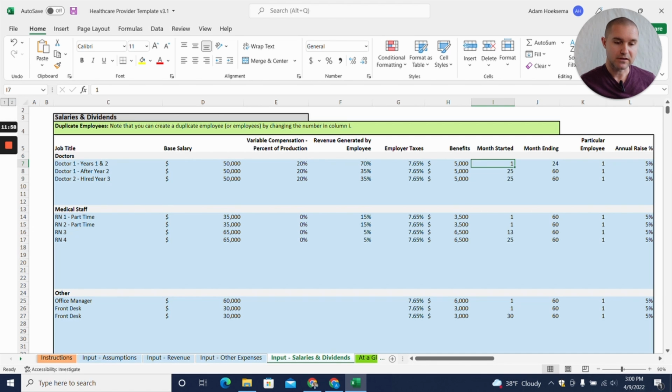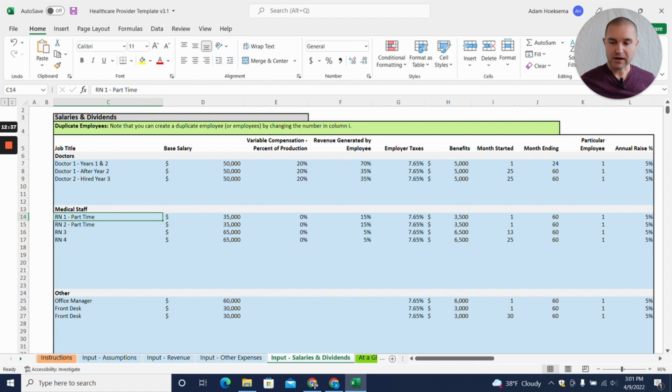And you say, okay, this position starts on month 1, but it ends on month 24 because here in month 25, we're actually going to hire a second doctor. And so you're still going to earn your 50,000 base plus your 20% variable compensation, but you're only going to be generating 35% of the total revenue, and the other 35% is split with this other doctor now. And so that would then calculate what your total variable compensation would be.